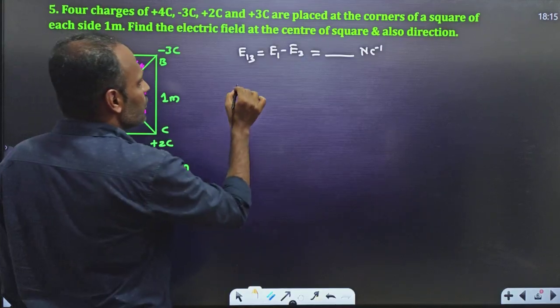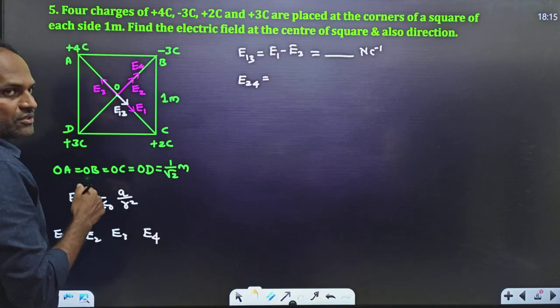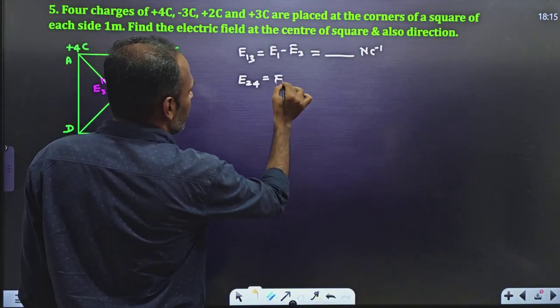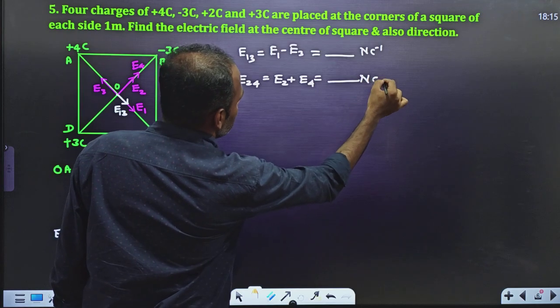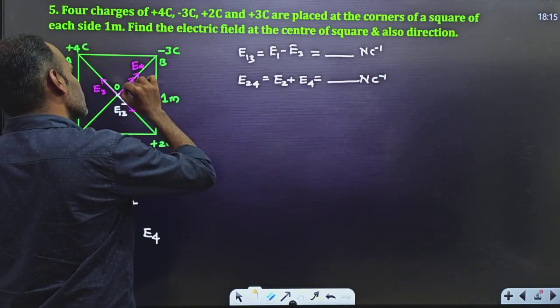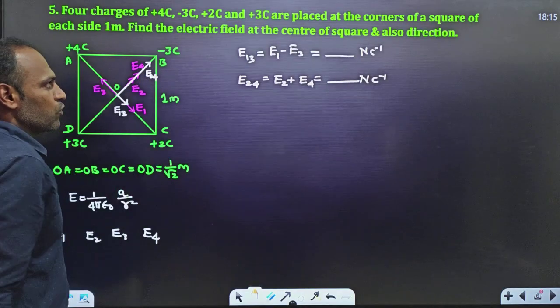Okay. After that, you have already found E2 and E4. Those two are in the same direction. They are not in opposite directions. They are in the same direction. So add both of these, E2 plus E4. You add both of these, you will get the resultant, and this resultant will be along these two directions only. So this is E24.